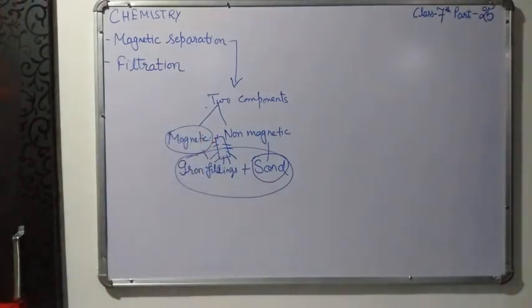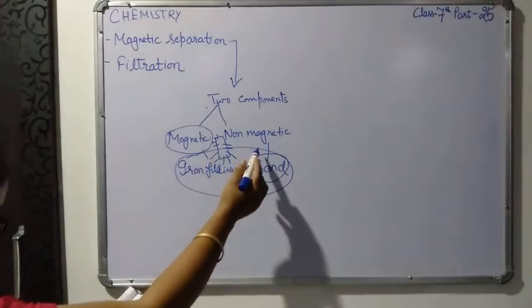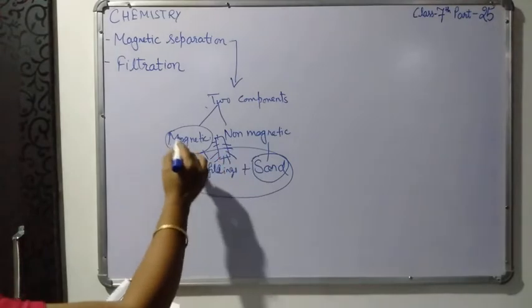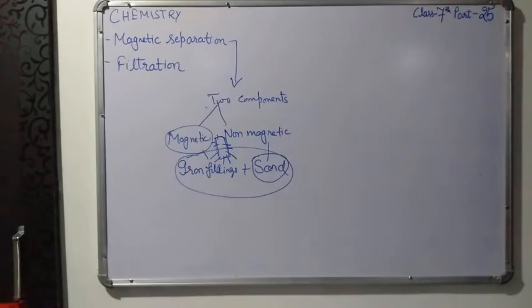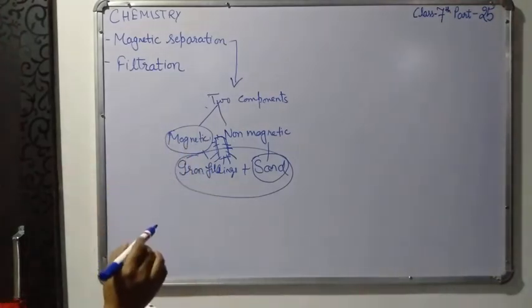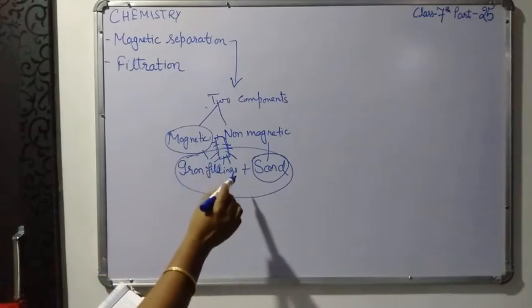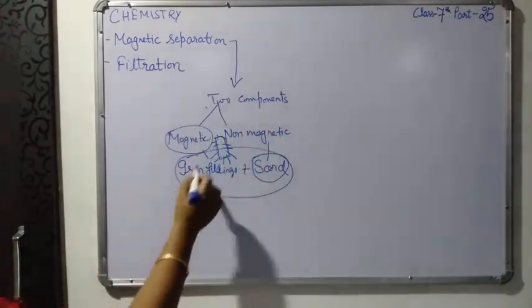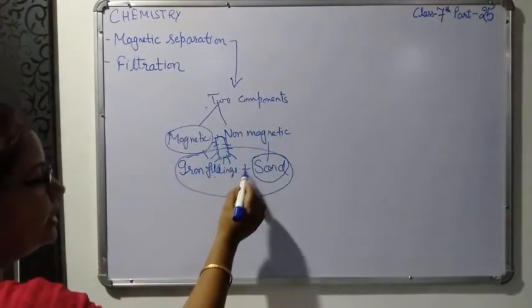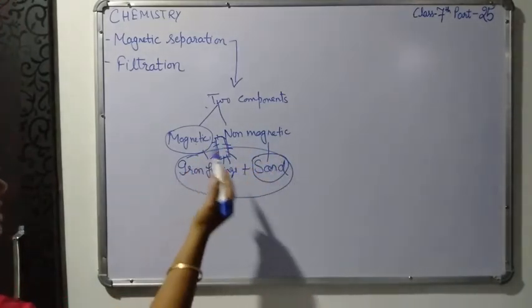So if one of the components of the mixture is magnetic in nature, then we use the magnetic separation method to separate the components. In this method, the magnetic and the non-magnetic substances of a mixture are separated with the help of a magnet. If we bring a magnet over the mixture, the magnetic substances get attracted towards the magnet, and the non-magnetic substances are left behind. So with this method, we can separate the mixture of iron filings and sand.